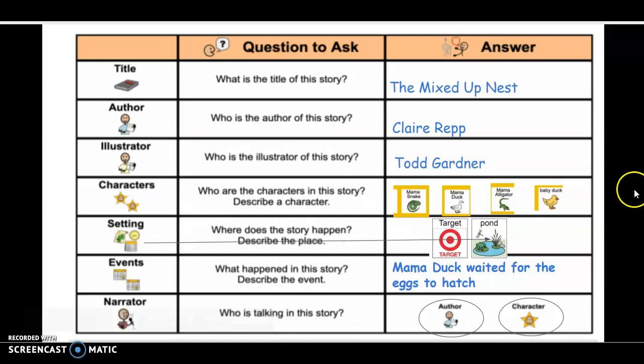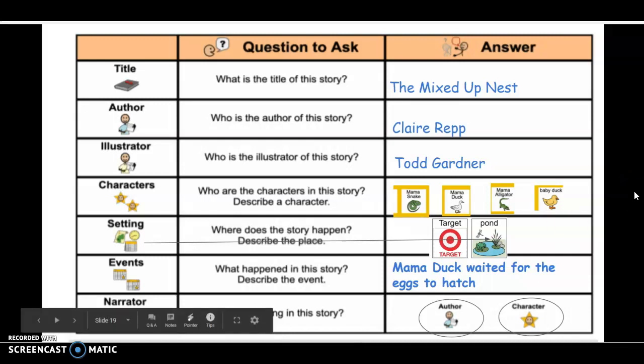Awesome job, everyone. Awesome remembering this story. That was a hard one. I couldn't even remember a lot of the things.